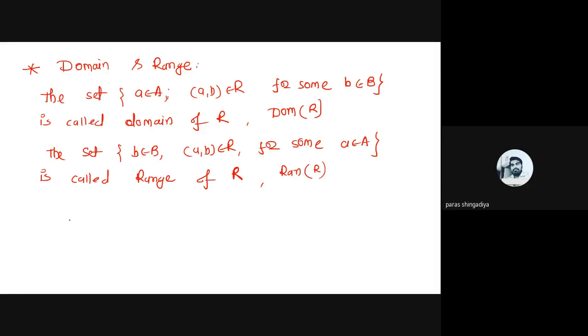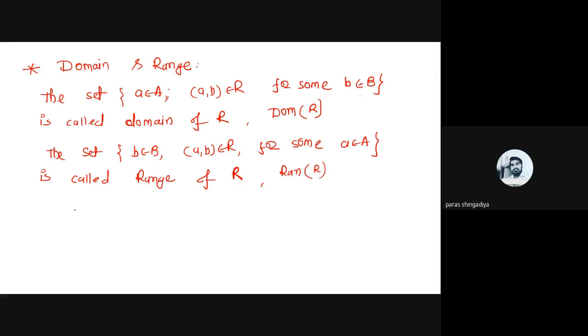So here we consider the domain of the relations. Domain of the relation R is the set of the first elements of the ordered pairs, and the range of this relation R is the set of the second elements of those pairs.